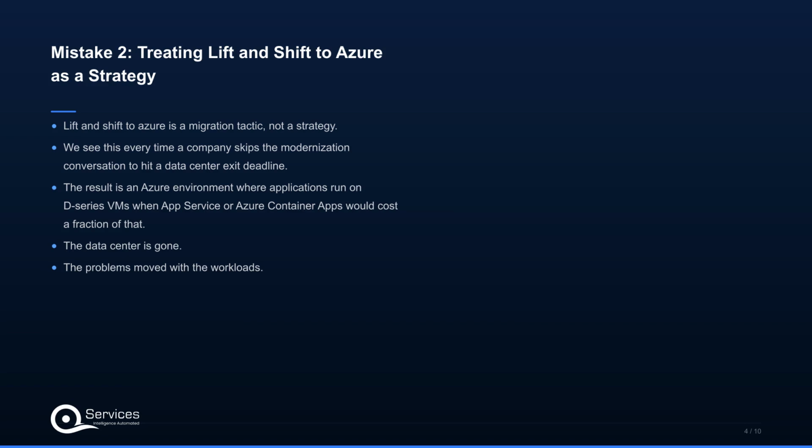We see this every time a company skips the modernization conversation to hit a data center exit deadline. The result is an Azure environment where applications run on D-Series VMs when App Service or Azure Container Apps would cost a fraction of that. The data center is gone. The problems moved with the workloads.